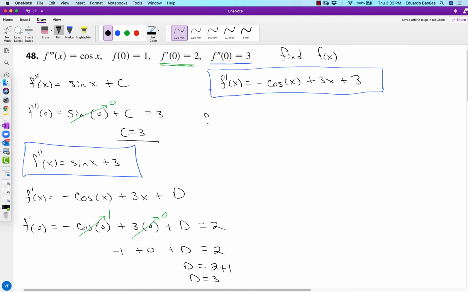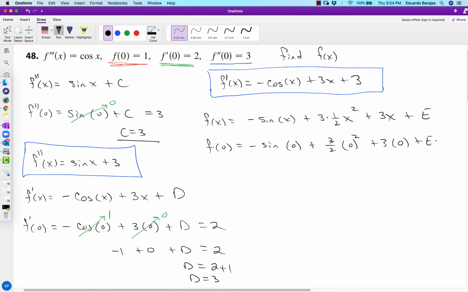Okay, so now finally we get to the function f of x. A function whose derivative is cosine, well, that's got to be sine. So minus sine x will give me minus cosine x plus 3 times 1/2 x to the power of 2 plus 3x plus some constant e. And again, we get to use this information right here, that f of 0 equals 1. So f of 0 equals negative sine of 0 plus 3 over 2 times 0 squared plus 3 times 0 plus e, and all of that must be equal to the number 1.